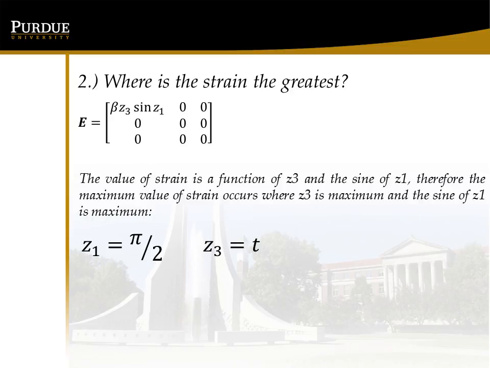And using this, we can find where the strain is the greatest, and looking at the term, we have to maximize the sine term as well as z3, and therefore the maximum strain value occurs at pi over 2, which will yield sine of pi over 2 equals 1, and when z3 is equal to t.